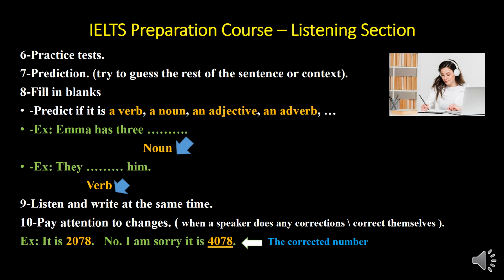Number 9, listen and write at the same time. Number 10, pay attention to changes when a speaker does any corrections or correct themselves. For example, a speaker may say it is 2078, and after that they may correct themselves, saying, for example, no, I am sorry, it is 4078. So pay attention to the number corrected and not the one said by mistake at first.